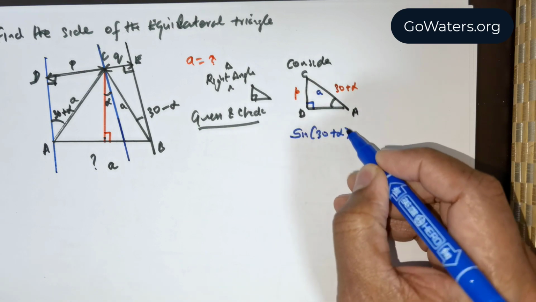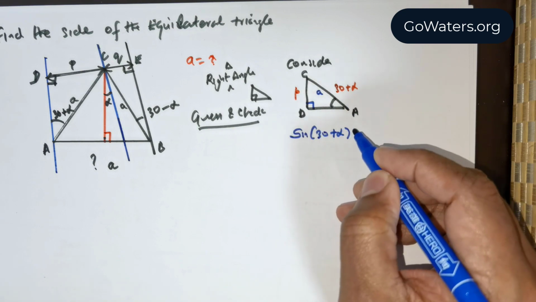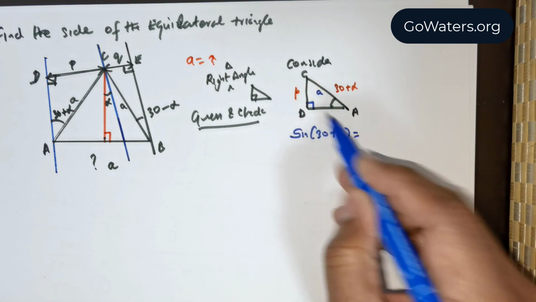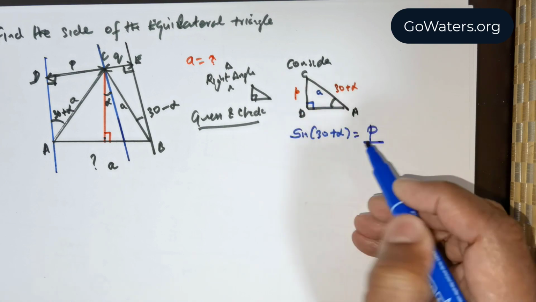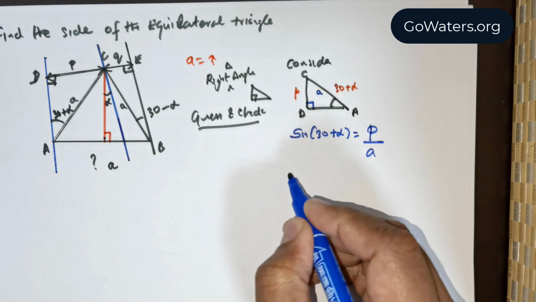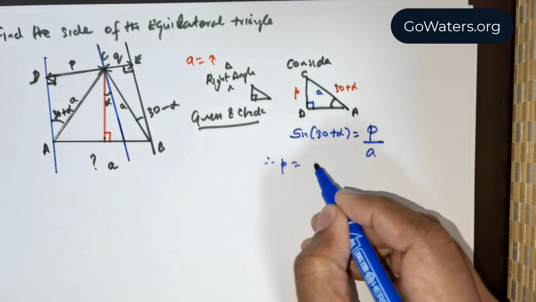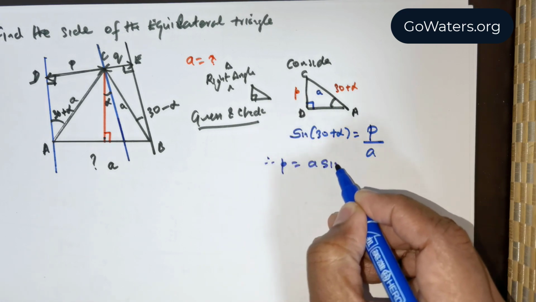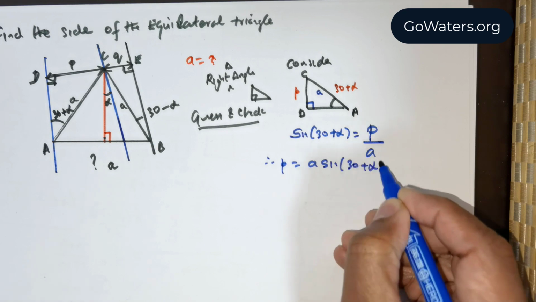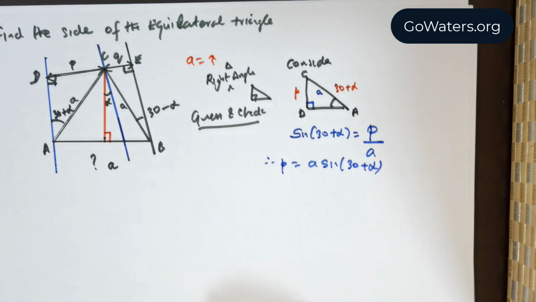So using that, I'm going to take sine of 30 plus alpha is equal to the opposite side divided by the hypotenuse A. So from here, I can rewrite P as A times sine of 30 plus alpha. This is always possible, right? So I've got one representation for P.